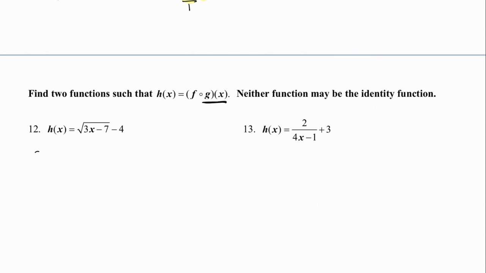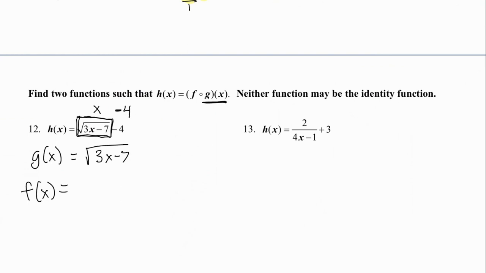So for example, we can say in this first example, g of x would equal the square root of 3x minus 7. Right, this whole thing I'm going to use to represent a function. So that would be like my inner function. And so then I would need to find my outer function. And so to find my outer function, I take that whole inner function, I'm going to replace it with x, and then I'm going to keep everything else the same. So it'd be x minus 4. So that would be one way to say it.